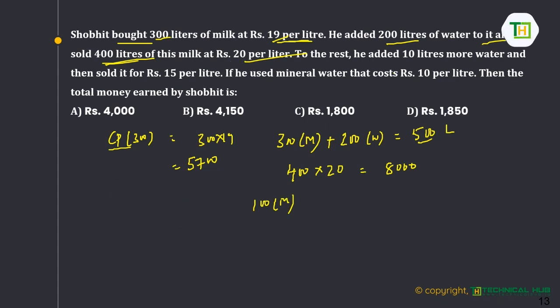To the rest, he added 10 liters more water. So further, he added 10 liters more water. Okay. Actually, he has 100 liters and further he added 10 liters more water and then sold it for rupees 15. So now he has 110 liters and sold it for 15. So that is equal to how much? So 11 into 15 is 165, and a 0 is there, means 1650.